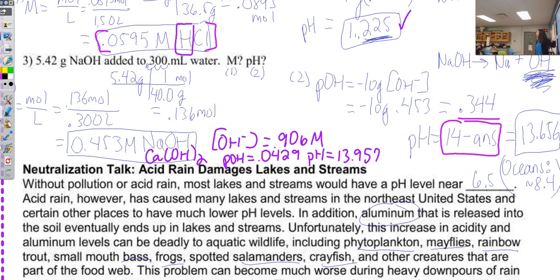The other thing I wanted to remind you of, and it will be in the notes today, is if you have a 2 and it's a base, the hydroxide concentration has to be multiplied by 2. So if you figured out that your calcium hydroxide is 0.453, what would you have to do to figure out your hydroxide concentration? Multiply it by 2. You would times this by 2, and that would be the molarity of your hydroxide.